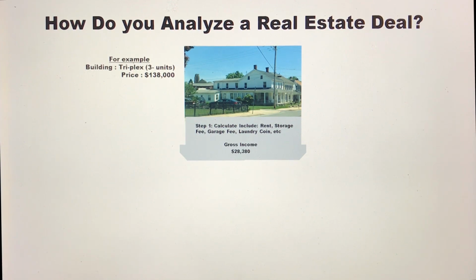Those are actual numbers that were presented to us by the realtor when we asked for it. But even if the realtor doesn't give you a number, you can quickly estimate how much a one bedroom or two bedroom can rent for in the area you're buying, and multiply that by 12 to get the gross income. In this case, we asked the realtor for last year's total income, and they provided $28,380. Straightforward. This is step one: find out the gross income of the property.